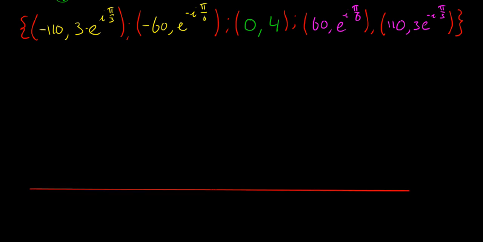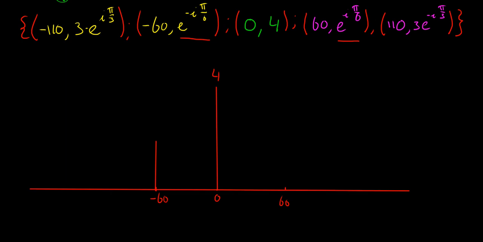We're going to write the frequencies below. So our first frequency is 0, and its amplitude has a length of 4. Then the other ones were minus 60 and 60. These had amplitudes of e to the power minus I pi divided by 6 and e to the power I pi divided by 6.